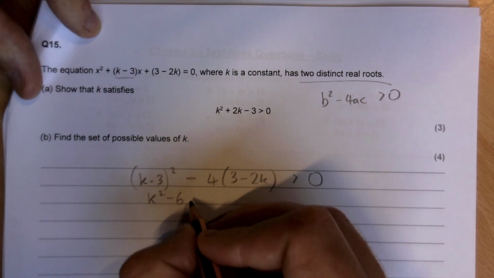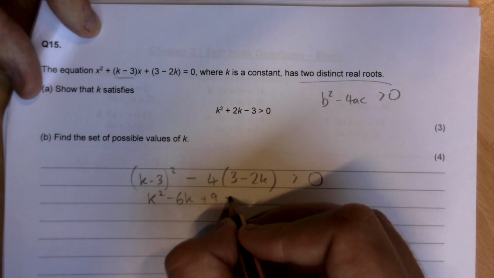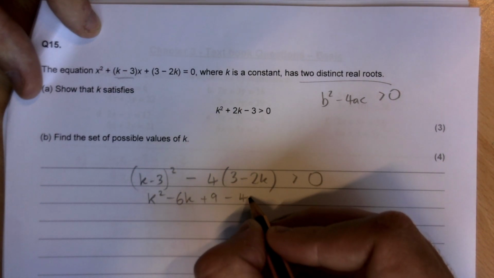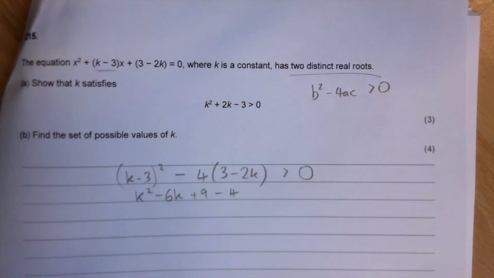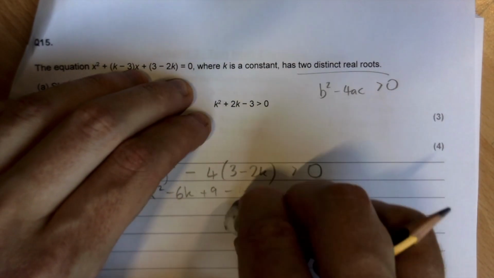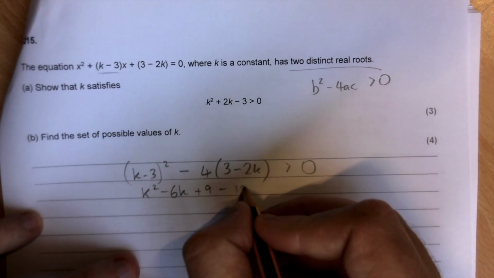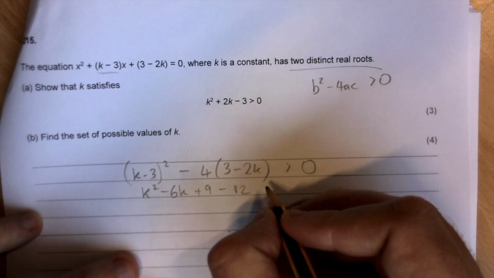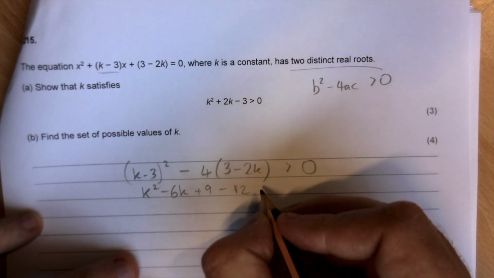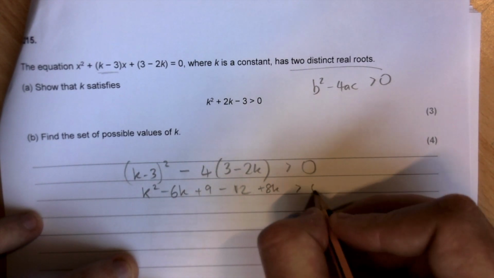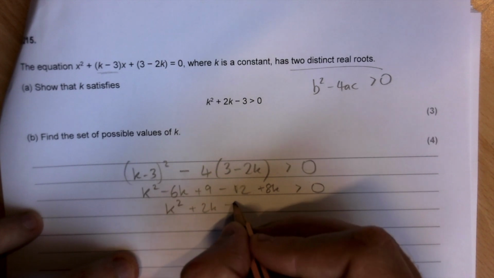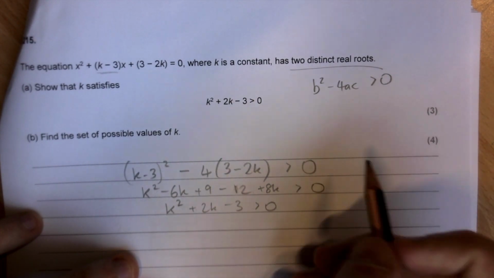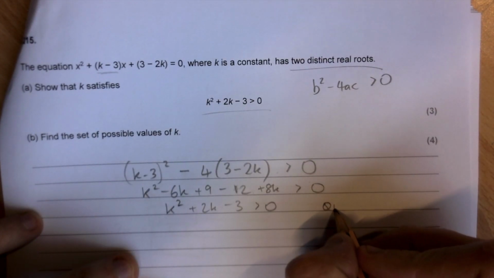So minus 6k plus 9 minus 4 times 3, which is not 4, it's 12. And then minus 4 times minus 2k is plus 8k. So plus 2k minus 3. And good, that's what it says.